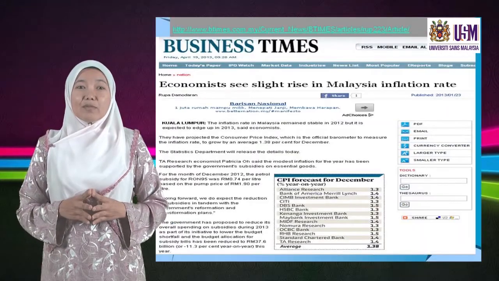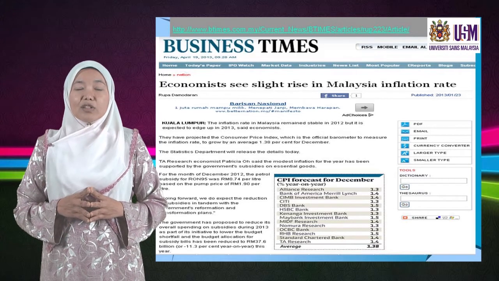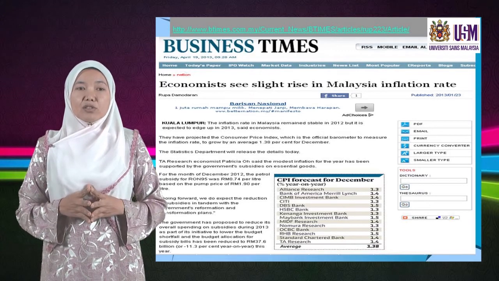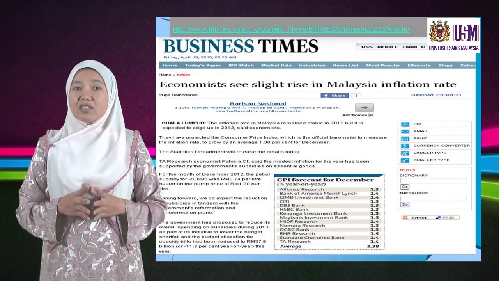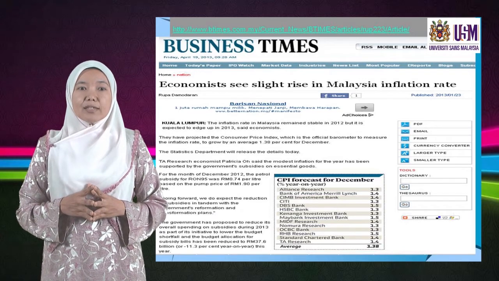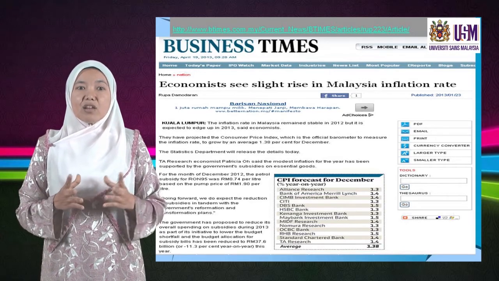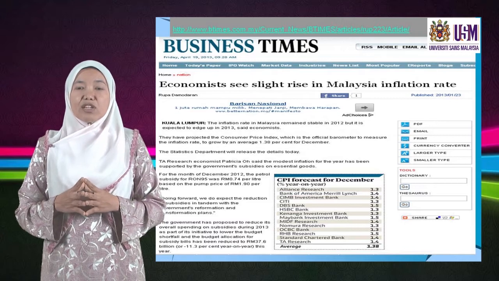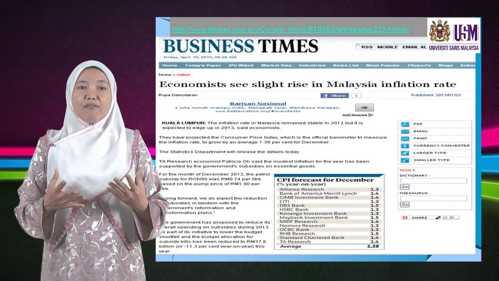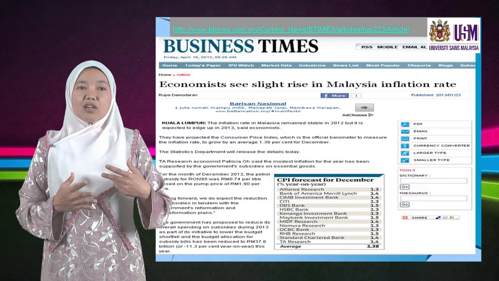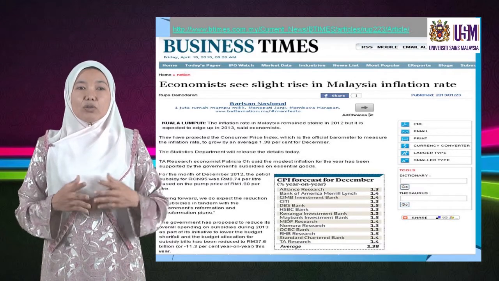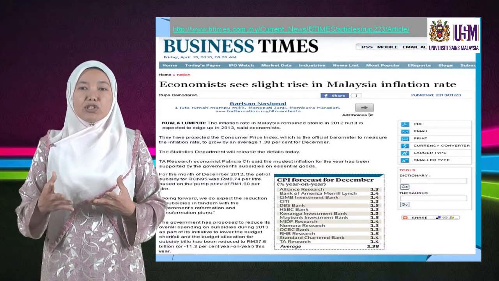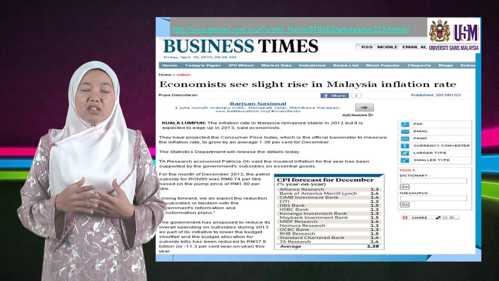We are still discussing the use of index numbers. I'm sharing with you an article from today's news in the Business Times. The article heading is "Economists see slight rise in Malaysia inflation rate". Assuming that you are an economist, why is your prediction about the inflation rate for Malaysia, whether it increases or decreases, important?